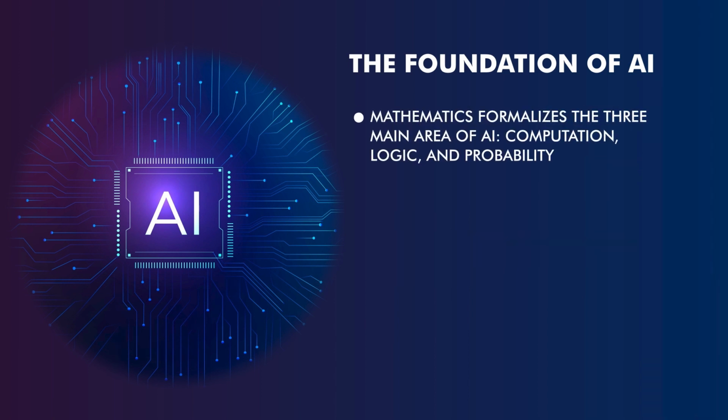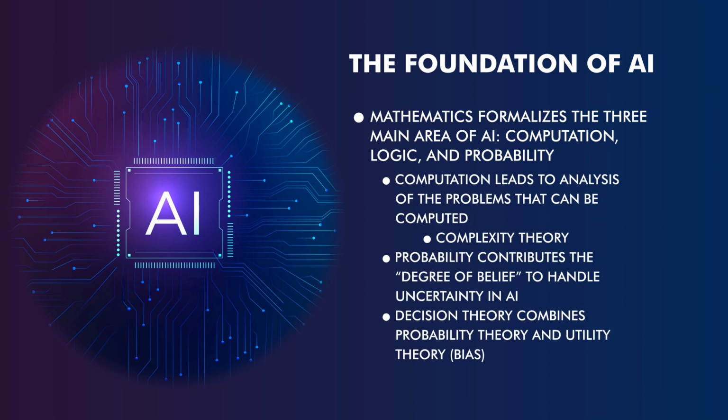Mathematics. Mathematics formalizes the three main areas of AI: computation, logic and probability. Computation leads to analyzing the problems that can be computed, that is complexity theory. Probability contributes the degree of belief to handle uncertainty in AI. Decision theory combines probability theory and utility theory.